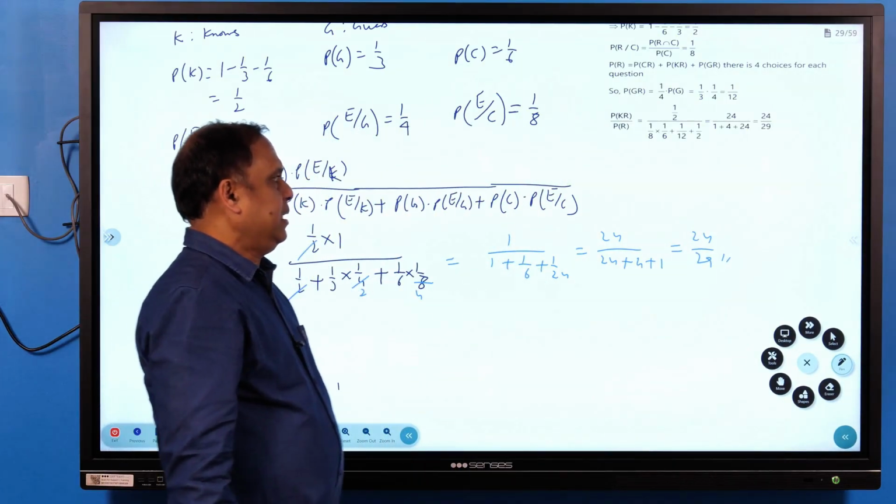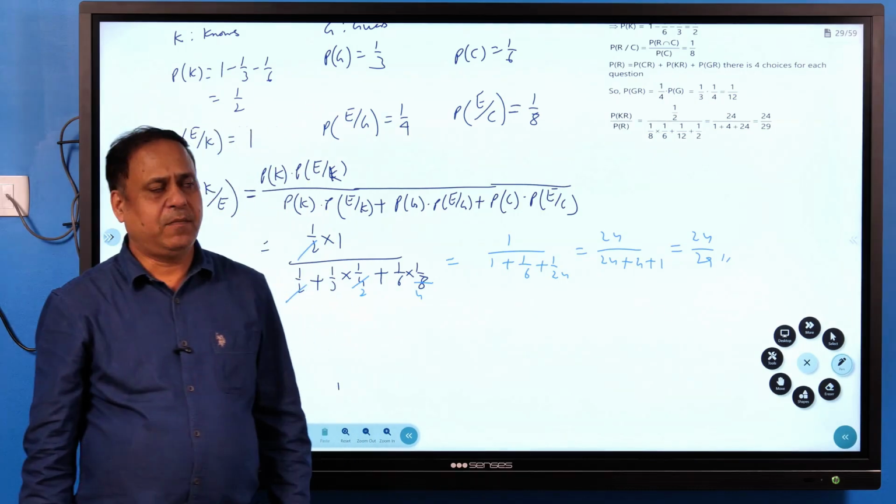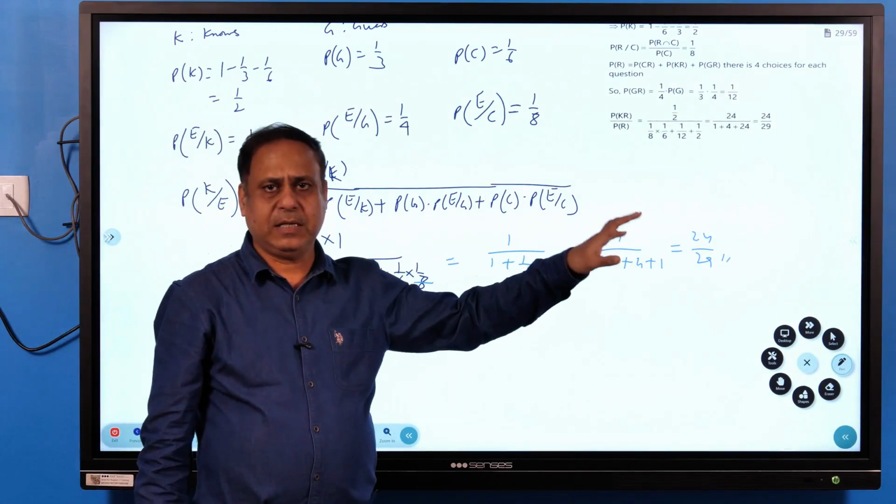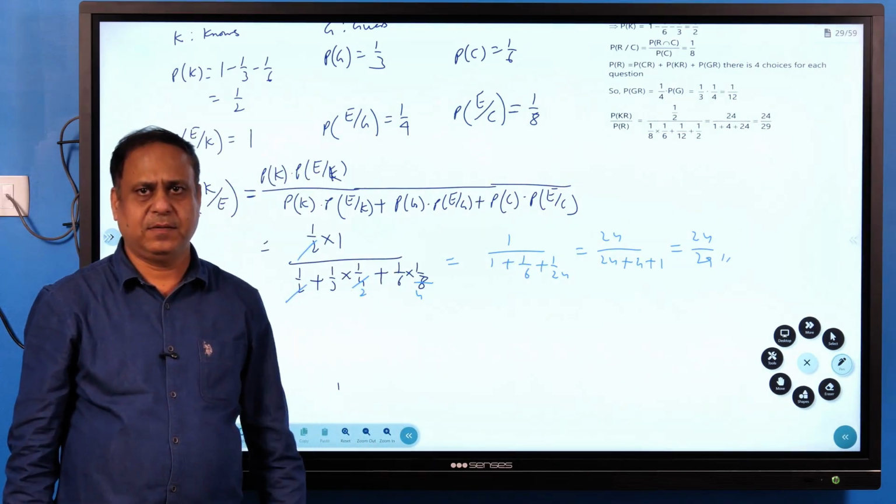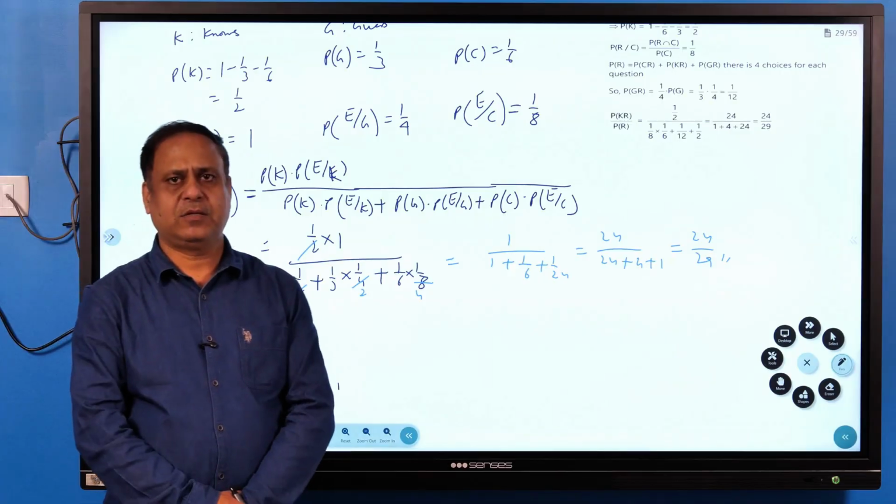So the most important thing here is to identify whether it is Bayes theorem. How to identify? The end result is known. What is the end result? The answer was correct. So this is the answer to that.